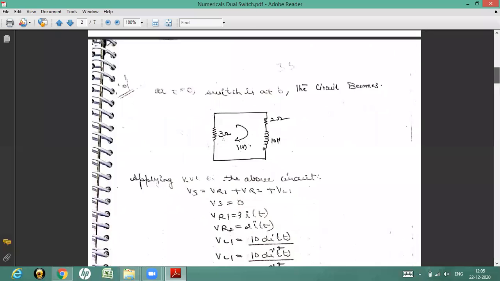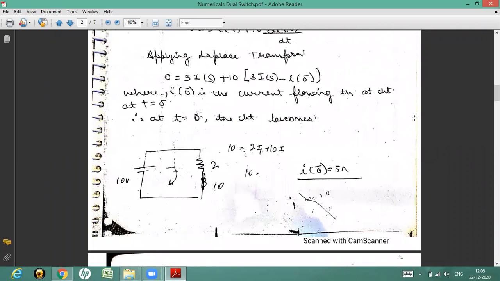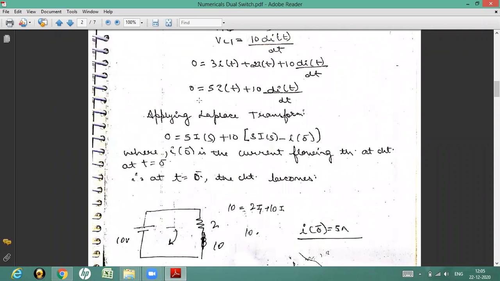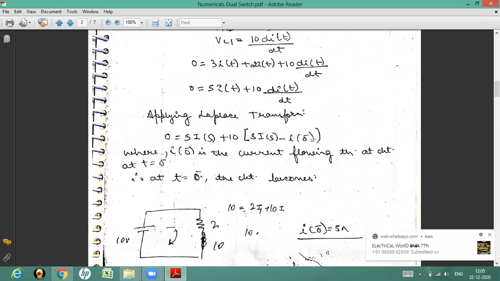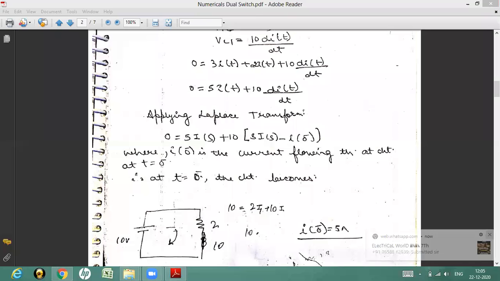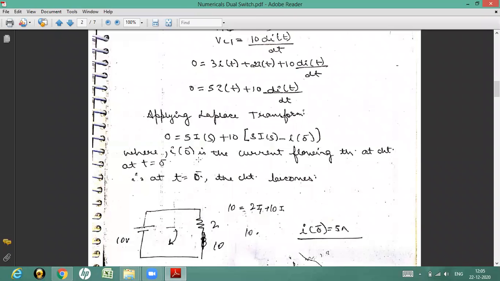So when I get the value, the equation becomes 0 is equal to 5 I of t plus 10 di by dt. Now after that, what I have to do, I have applied the simple Laplace transform. So the Laplace of 0 is 0, the Laplace of 5 I of t is 5 I of s, and the Laplace of the derivative is s I of s minus I0 negative, where I0 negative is the current flowing in the circuit at t is equal to 0 minus.